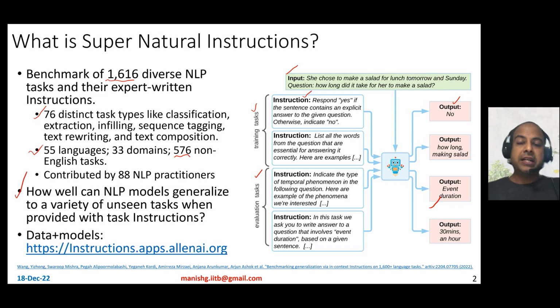The benchmark was built to answer this question: how well can an NLP model generalize to a variety of unseen tasks when provided with task instructions? And this is the exact setup that you see in the picture. At train time, you provide some tasks, and then at evaluation time, you give data about some other tasks, and hopefully the model generalizes and performs those tasks equally well. The data and models are publicly available from AI2, so have a look at the data and models.